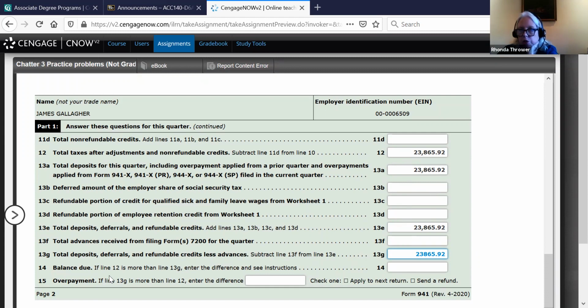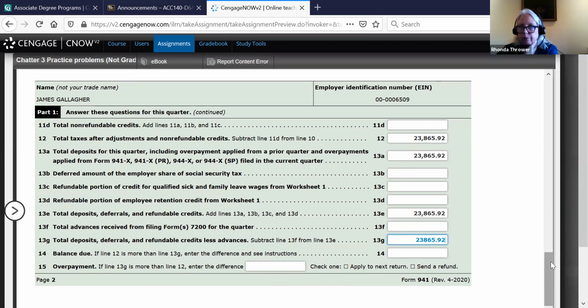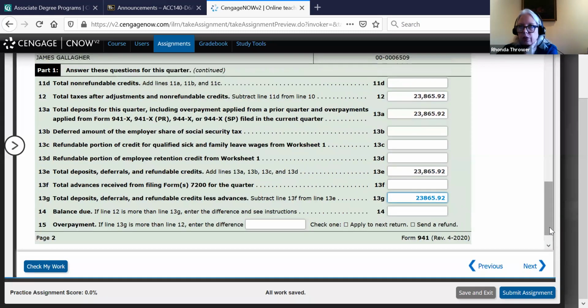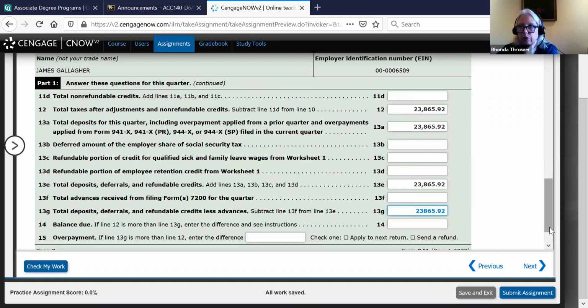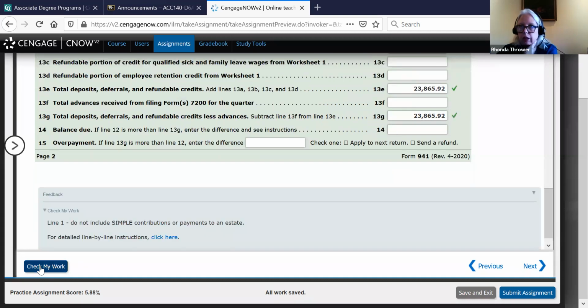Then you read your instructions. If line 12 up here is more than line 13G, which it is not, we'd enter the difference here. So there was nothing to enter in there. If line 13G is more than line 12, which it is not in this case, you'd enter the difference here and then decide how you wanted that to be checked. And so that's as far as we can go with this particular problem. So I'm going to check my work just to make sure I've got everything in here.